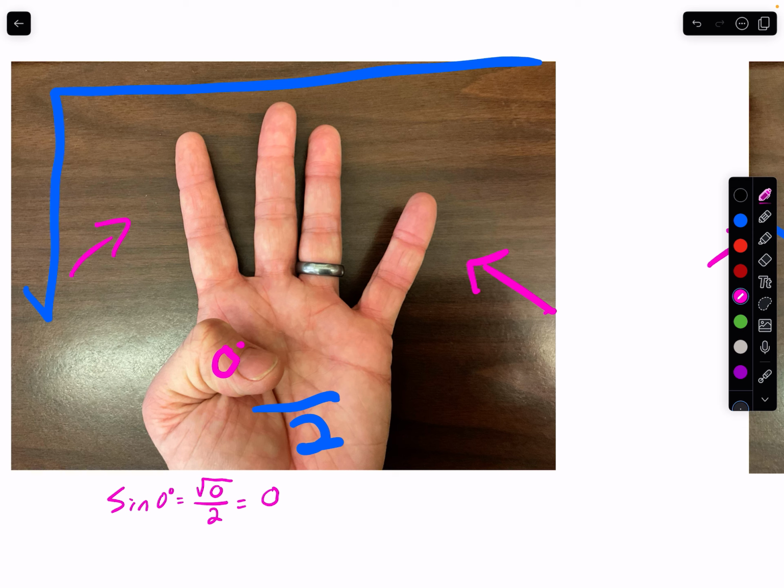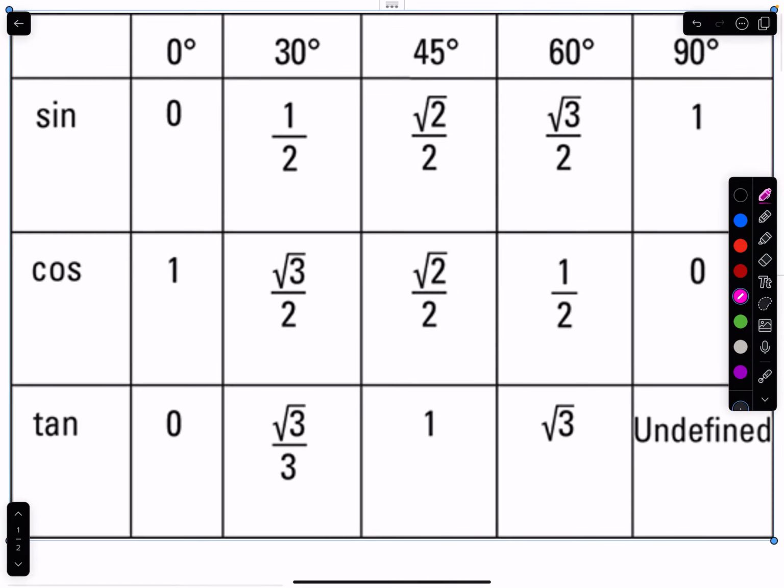And now if I look at what is the cosine of 0 degrees, coming in from this side, you can see I have 1, 2, 3, 4 digits that are up. So I say the square root of 4, and remember, everything's divided by 2. So the square root of 4 is 2, divided by 2 is 1. So you can see that sine of 0 is 0, and cosine of 0 is 1. If I go up here, they match up to our table.